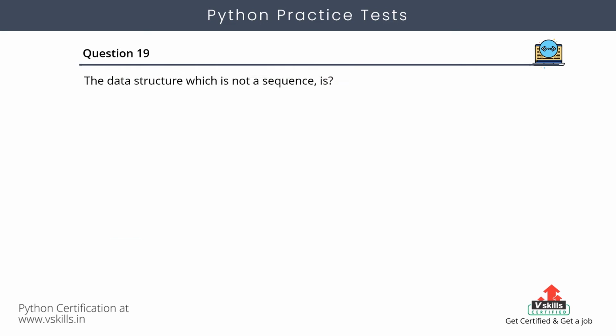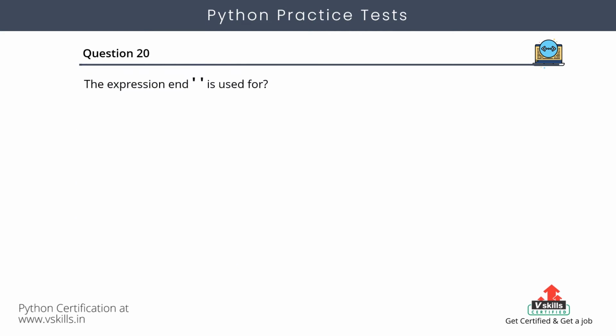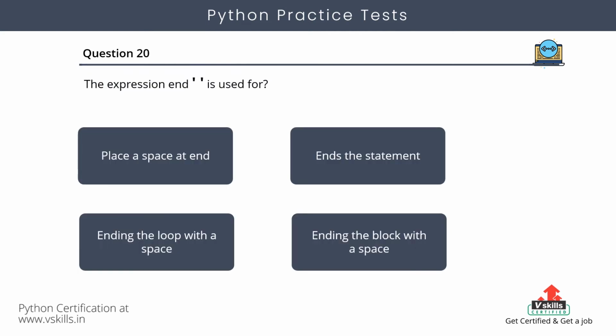Question 19. Which of the following data structure is not a sequence? The correct answer is option D. Question 20. What is the given expression used for? The correct answer is option A.